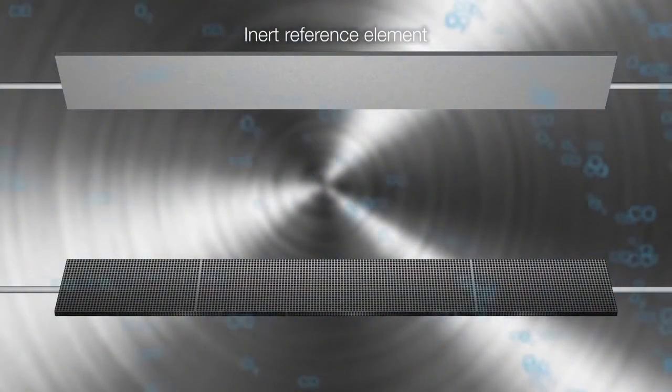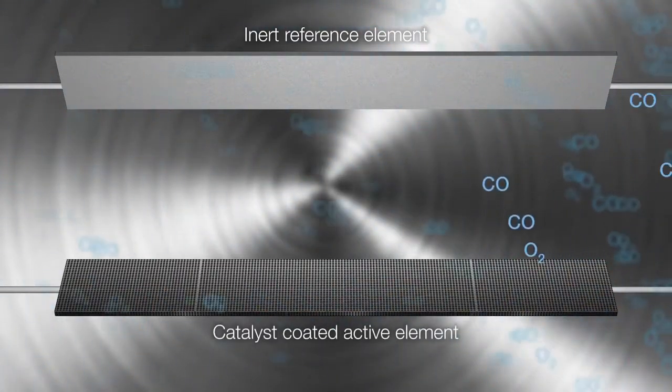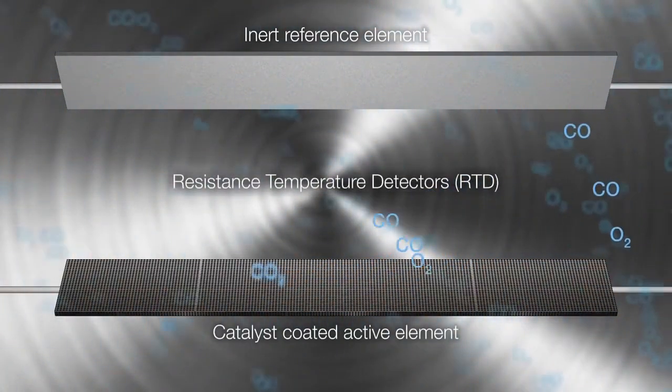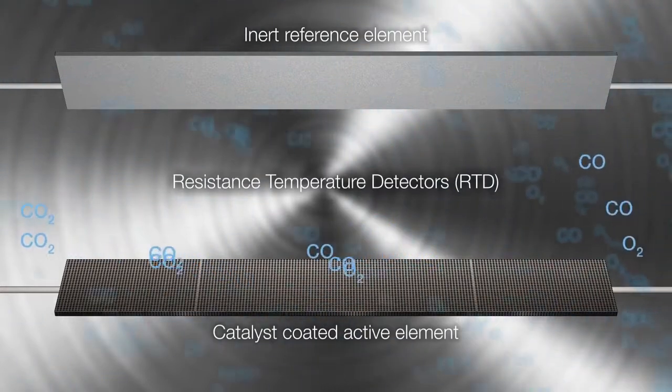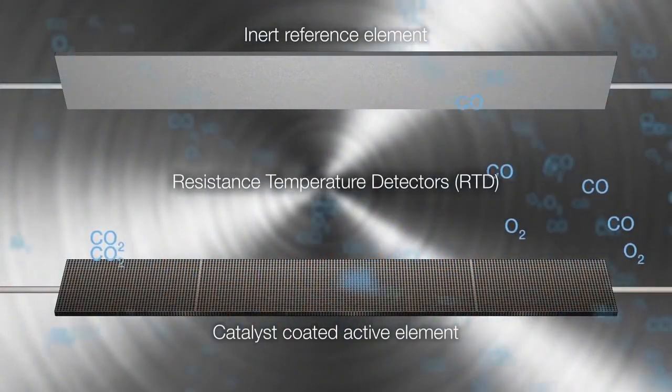The COE sensor consists of an inert-coated reference element and a catalyst-coated active element. Both elements are resistance temperature detectors, or RTD.